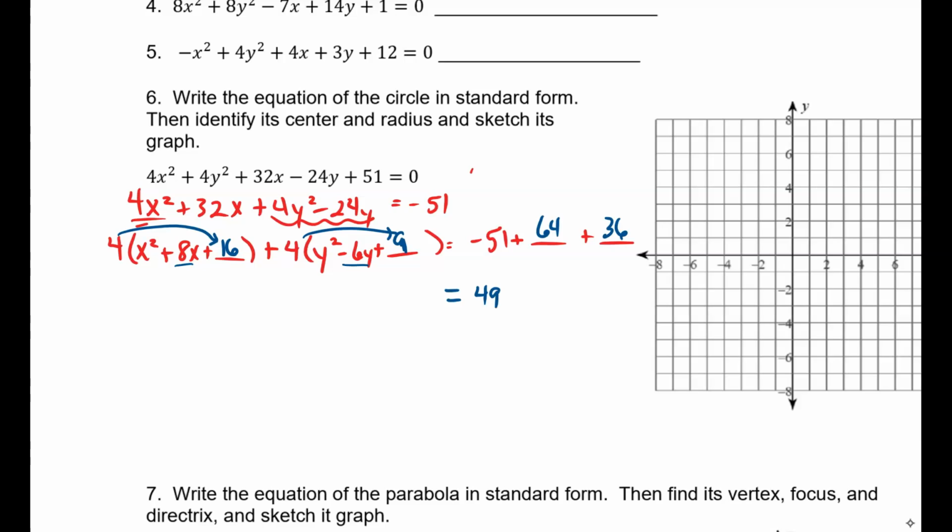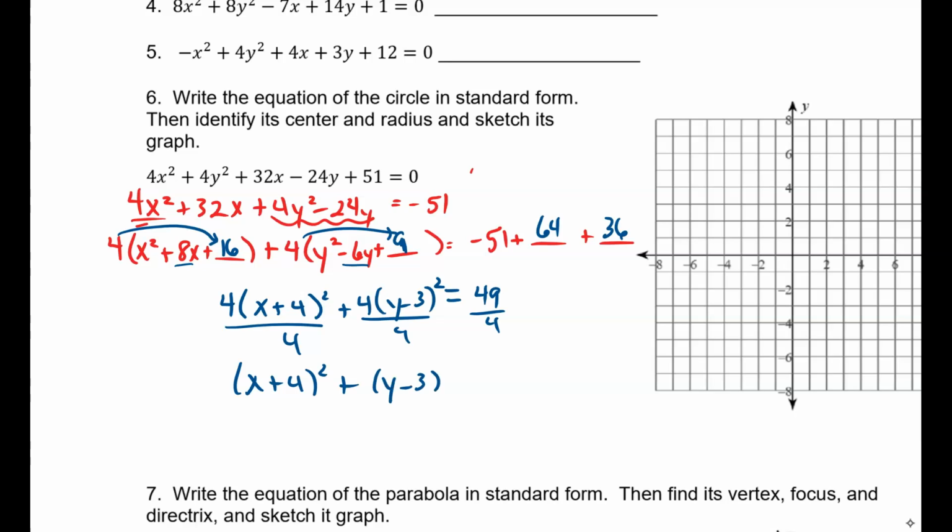On the left, we start changing our trinomials into binomials being squared. So we get 4 times the quantity x plus 4 squared plus 4 times the quantity y minus 3 squared. Now remember, we're writing this in standard form for a circle, which means we have to have no coefficients in front of the parentheses, so we divide everything by 4. Our standard form is x plus 4 squared plus y minus 3 squared equals 49 over 4.